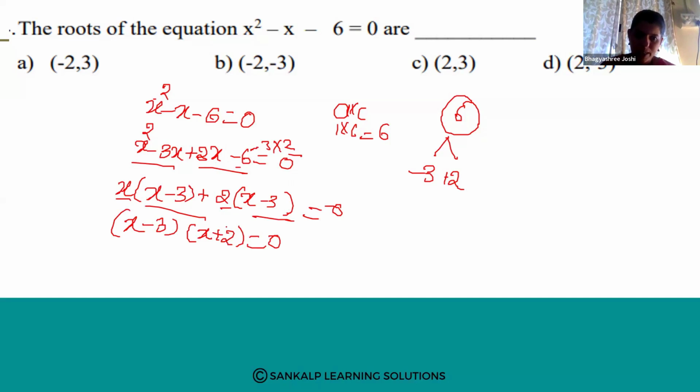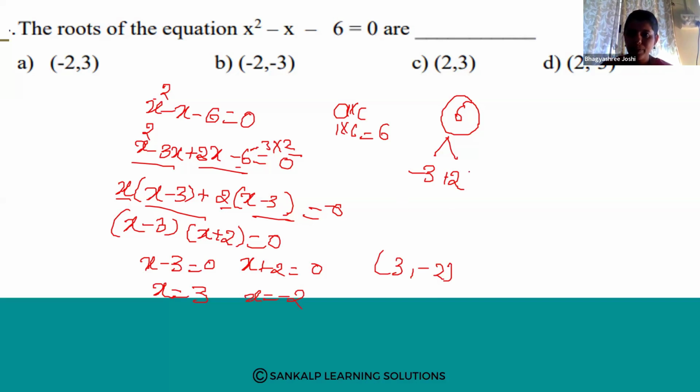Now equate each factor with 0. x minus 3 equal to 0 and x plus 2 equal to 0. That means x is equal to 3 and x is equal to minus 2 you will get. So the roots are 3 and minus 2, or minus 2 and 3. So option A, minus 2, 3 is there. Therefore option A is right.